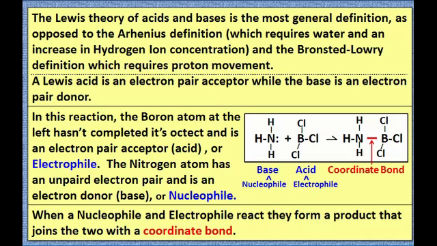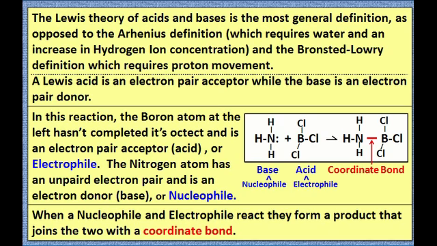The Lewis theory of acids and bases is the most general definition, as opposed to the Arrhenius definition, which requires water and an increase in hydrogen ion concentration, and the Brownsted-Lowery definition requires proton movement. A Lewis acid is an electron pair acceptor, while the base is an electron pair donor.